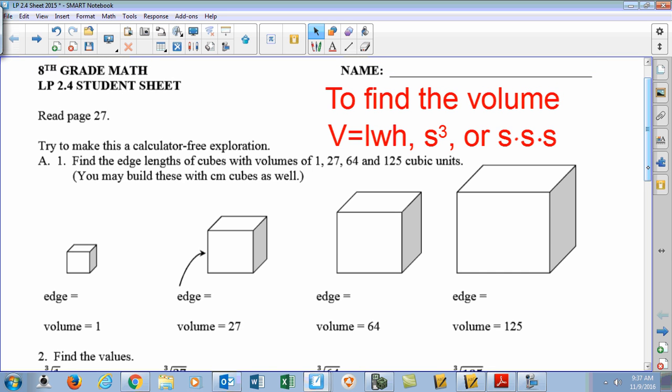So a cubic root, as you can see up here, is three-dimensional. A cube is three-dimensional. So square roots deal with the area of a two-dimensional surface. Cubic roots deal with the volume of a three-dimensional shape. So instead of length times width, which is the area, volume adds the height, which gives some three-dimensional space to your shape.